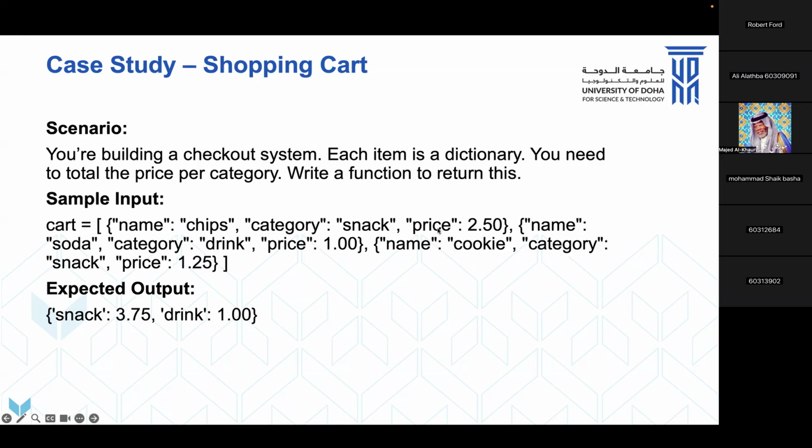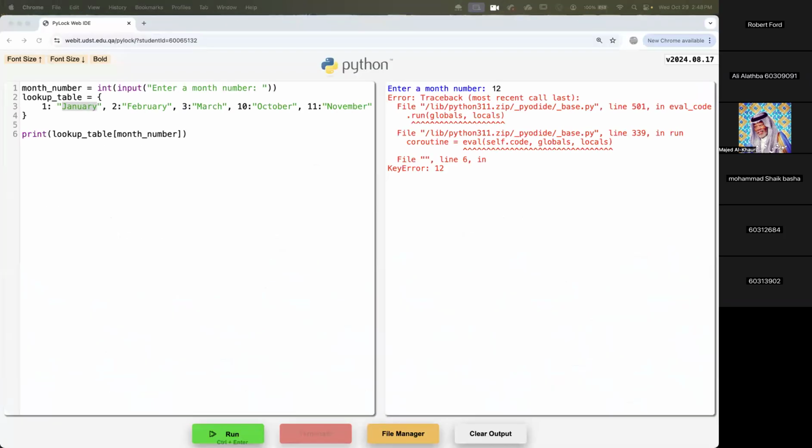And if it is, I have to add, say, 250. The next item I run across is a drink, and that's $1. Next item, I find another snack, 125, but I have to add that to an existing item. All right, well, let's go off and give this a shot.